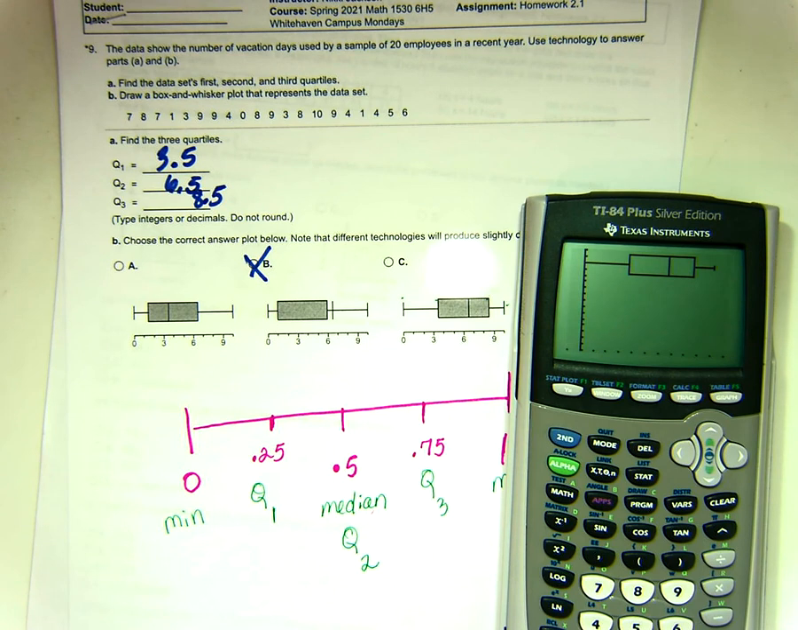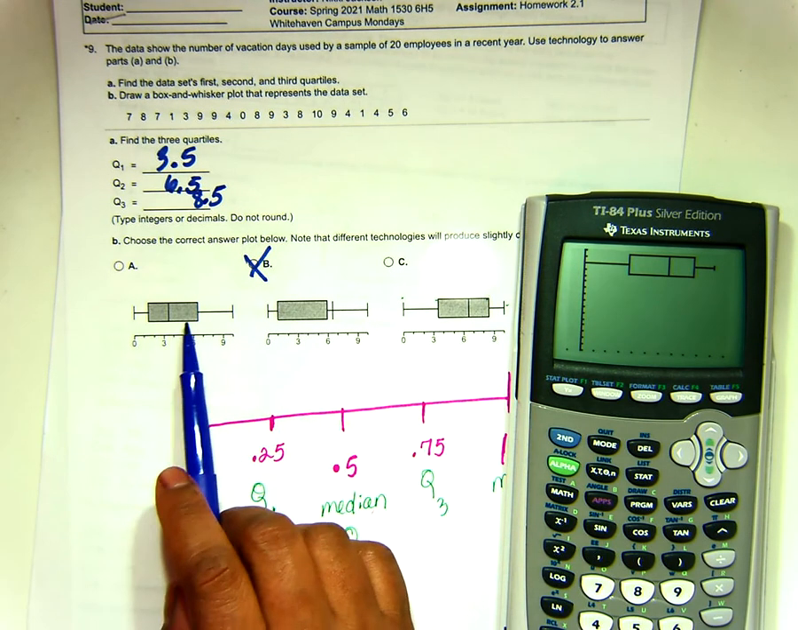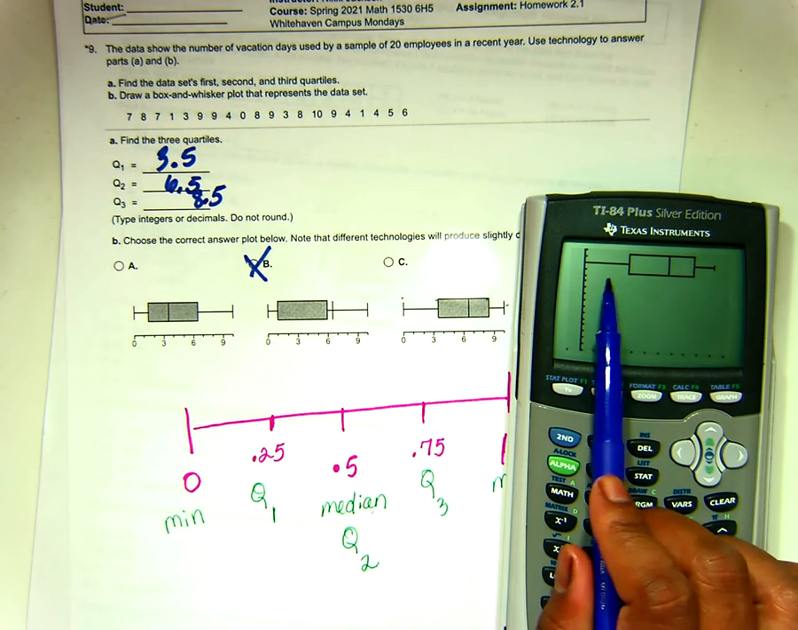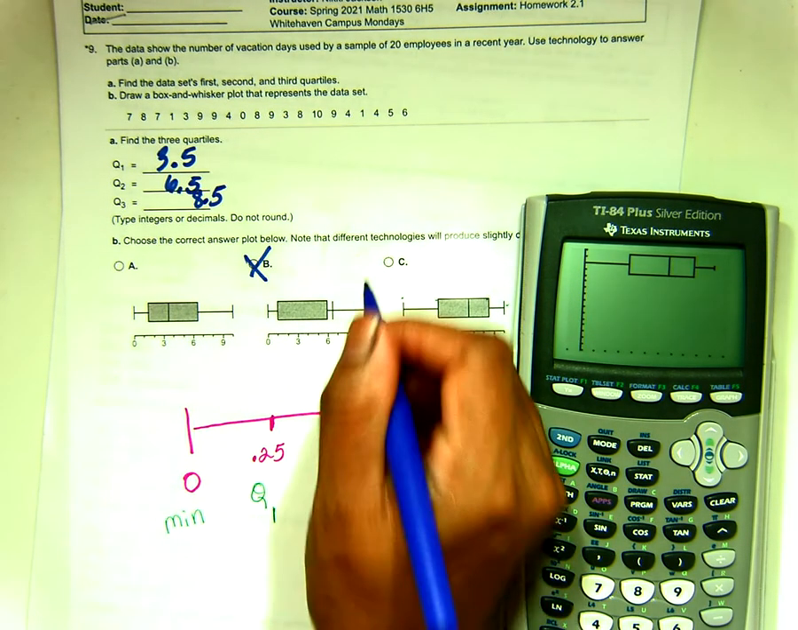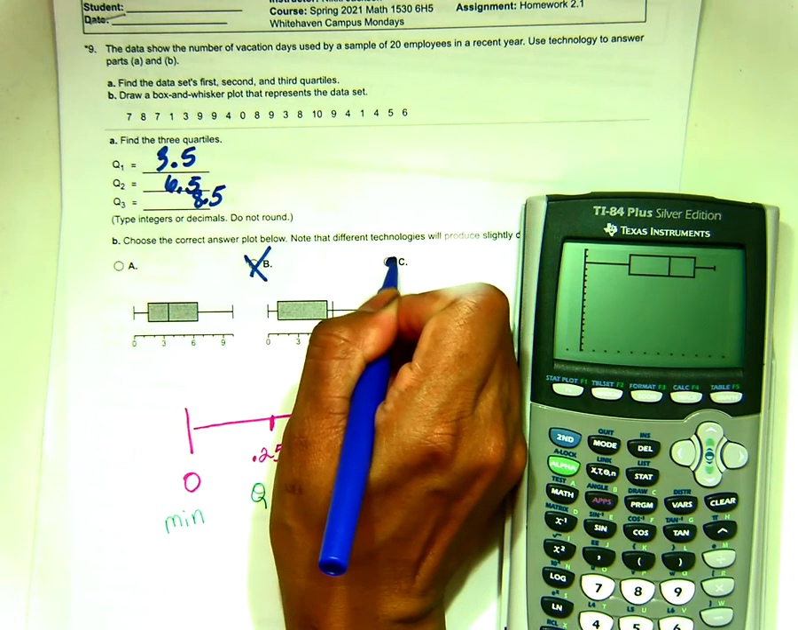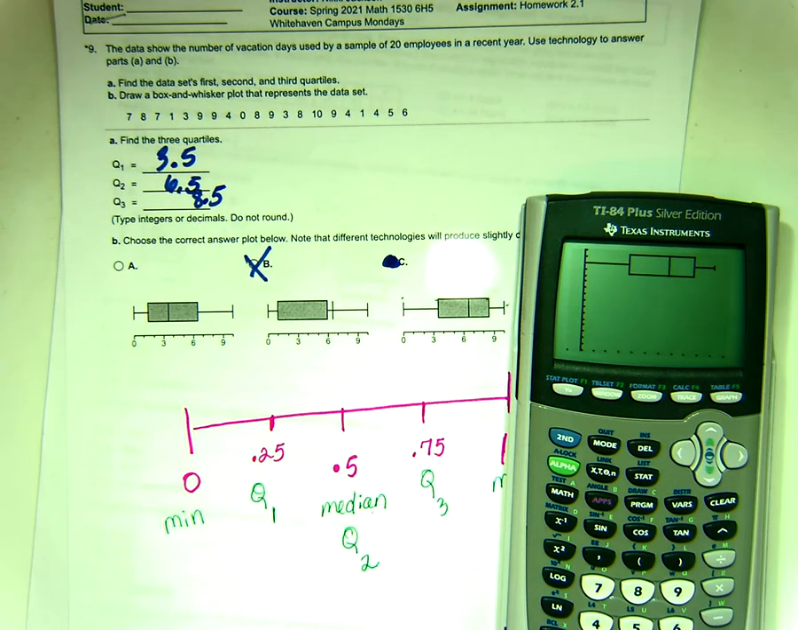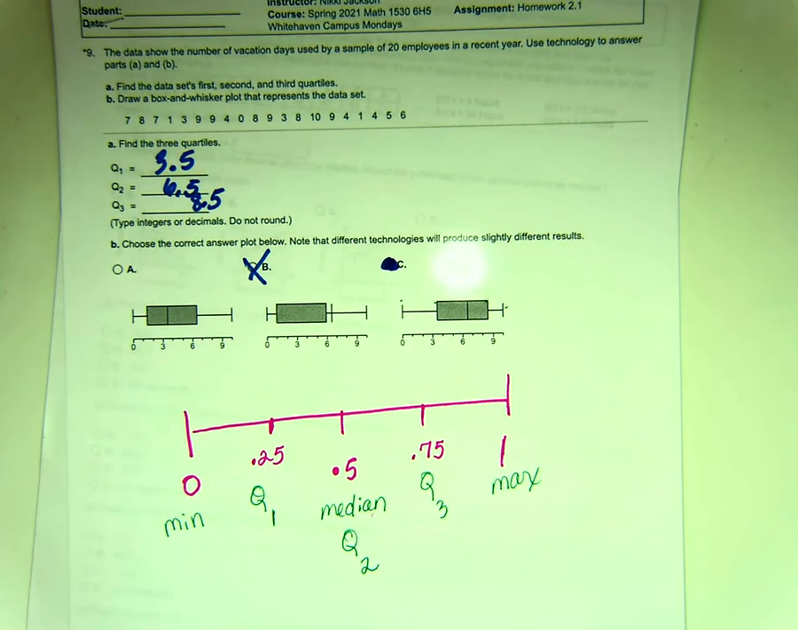Using deductive reasoning, we're going to say that it's going to be C, because notice how there's a long tail on the left-hand side right here versus a long tail on the right-hand side right here. So again, if I'm going too fast, please make sure you pause and rewind so you can go back over that.